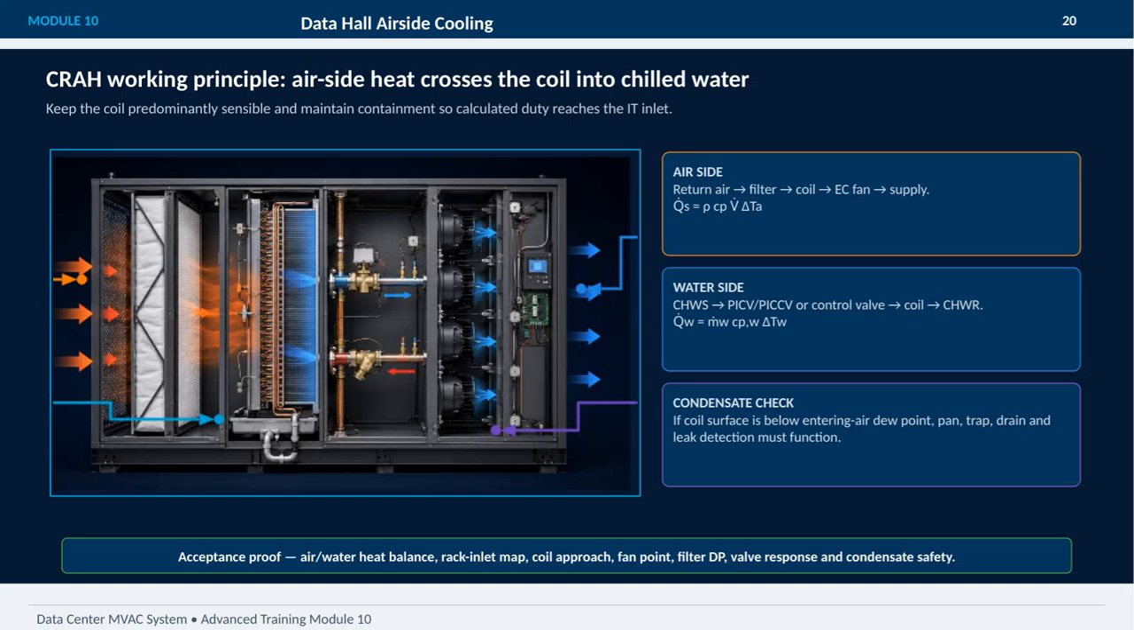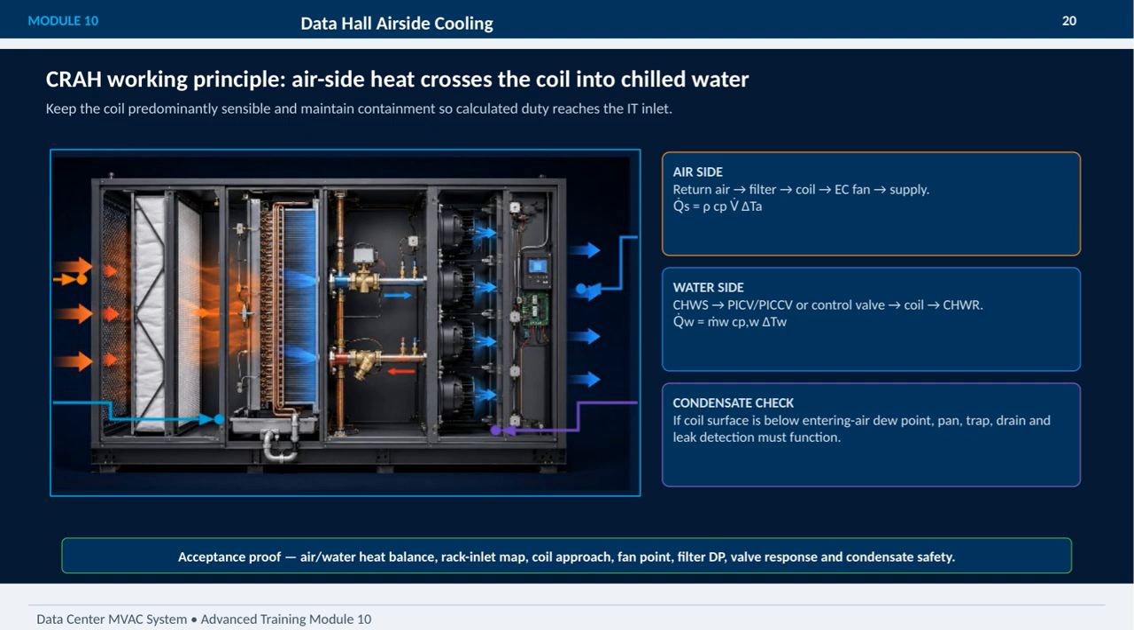In this module, we focus on the airside cooling in the data hall, specifically how the CRAH unit operates. The key principle here is that heat from the air passes across the coil into the chilled water, effectively removing it from the data hall environment. It's crucial to keep the coil predominantly sensible, meaning we avoid moisture removal and ensure proper containment. This helps guarantee that the cooling capacity actually reaches the IT equipment inlets.